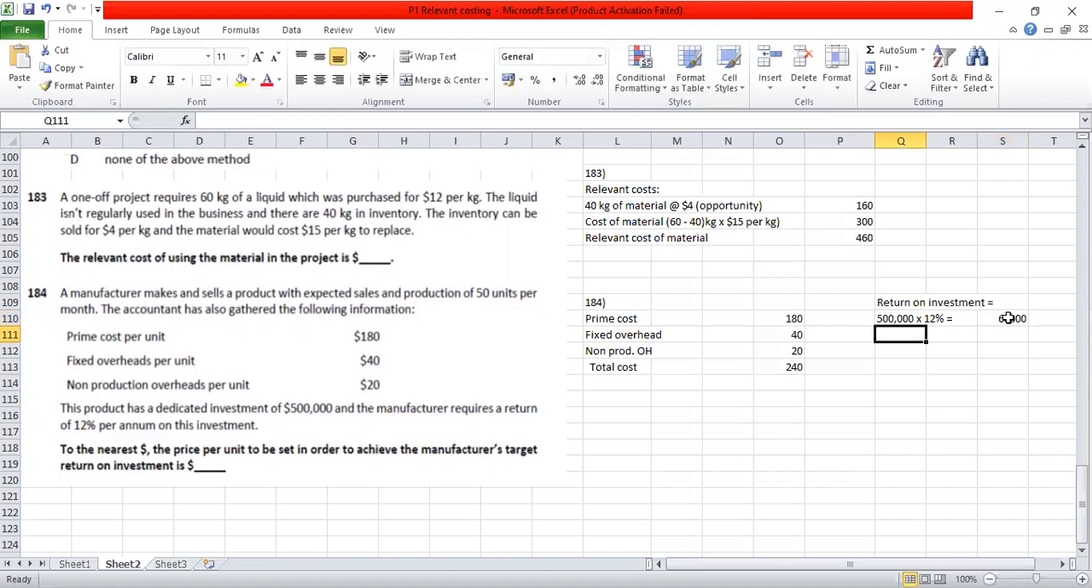This is total return on investment, but that cannot be added here. We need to make it as per unit. A manufacturer makes and sells a product with expected sales and production of 50 units per month. So every month it is 50 units. In a year, because the return which is given is per annum, this 60,000 return is per annum. So if it is per annum, it would not be appropriate. So let's make it as per unit, return per unit.